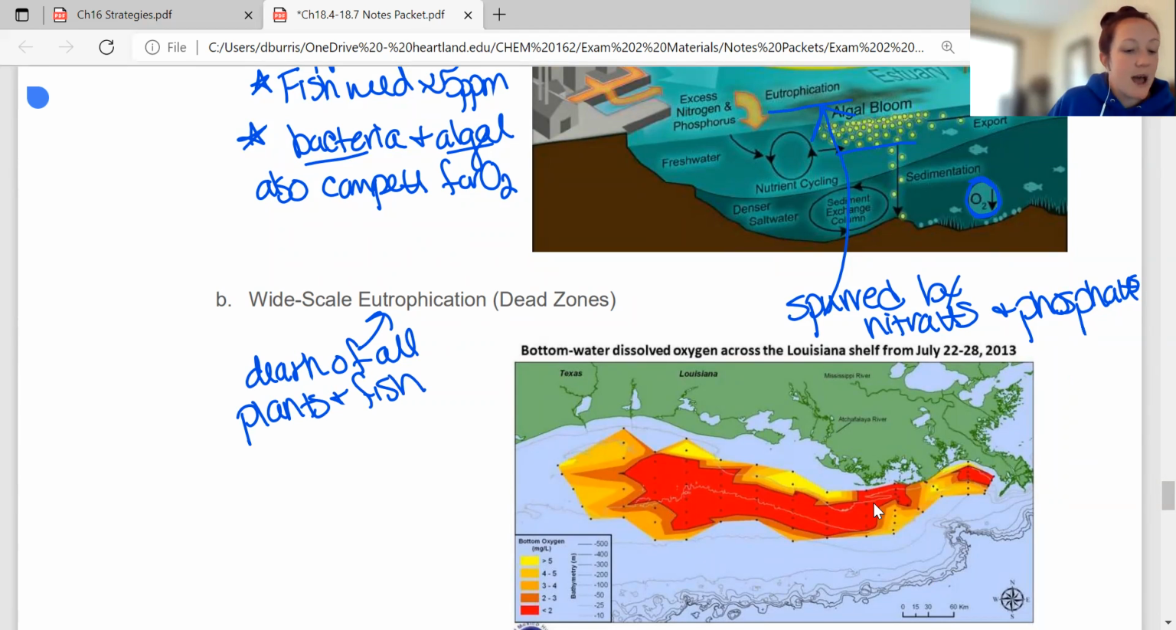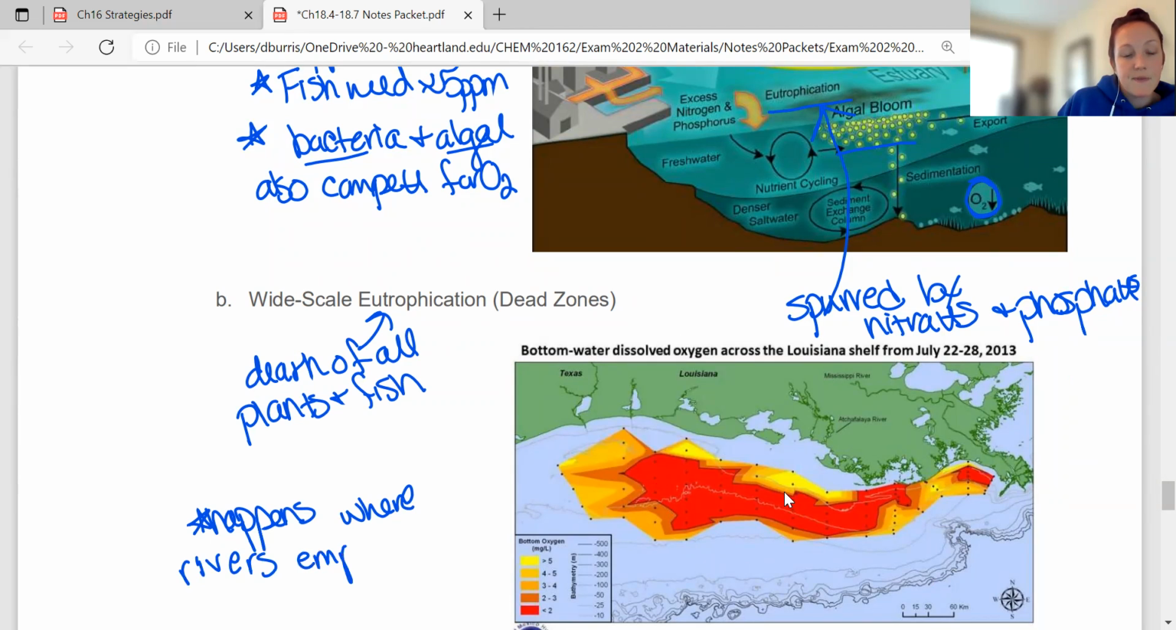Okay, and this actually happens when rivers are emptying into the oceans, which is why we see it down here where there's multiple rivers that empty into the ocean. So it happens where rivers empty into oceans.